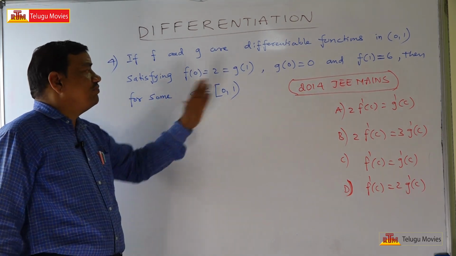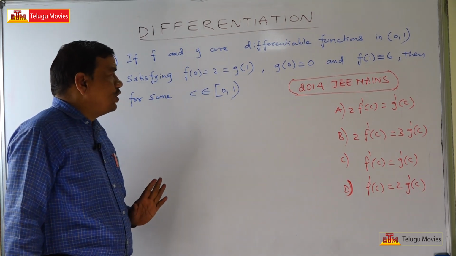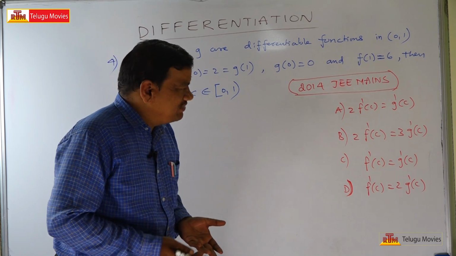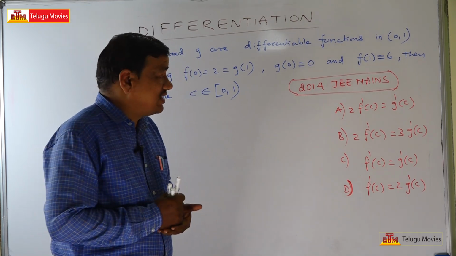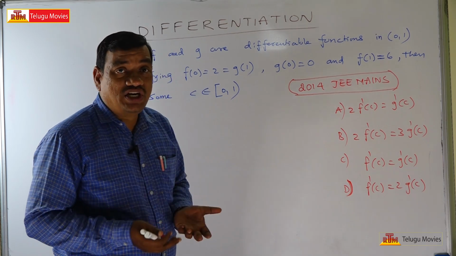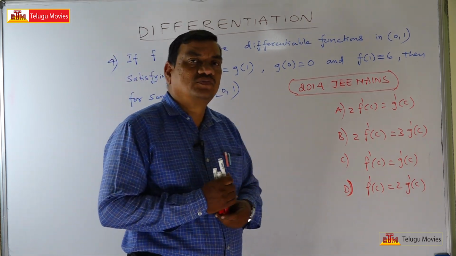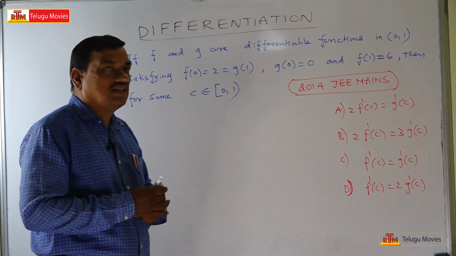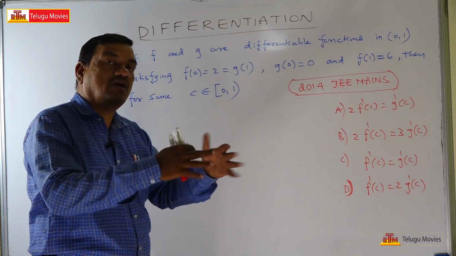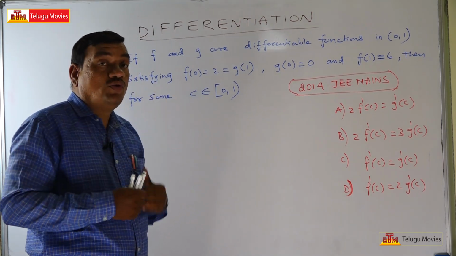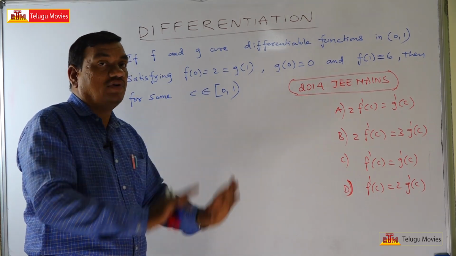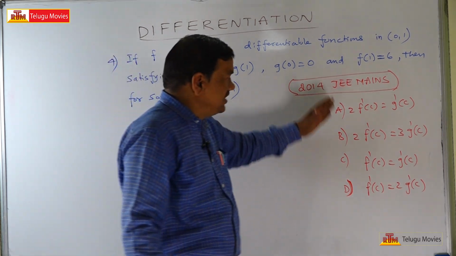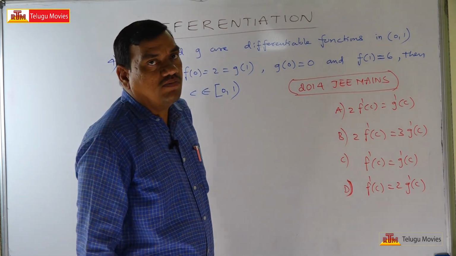Then for some c belonging to the closed interval [0, 1], 2 times f dash of c is equal to 3 times g dash of c. By seeing this problem there is confusion and chaos everywhere. Generally students will say, okay, next time, in the second round we will see that problem. In the first round, general students will leave this problem. By seeing the options only, they will throw out this problem, but there is no need to throw it out.